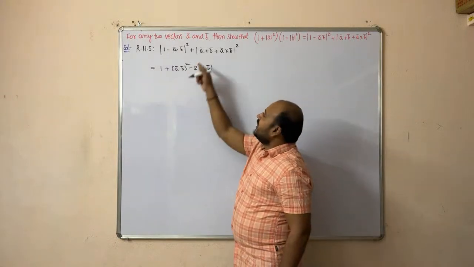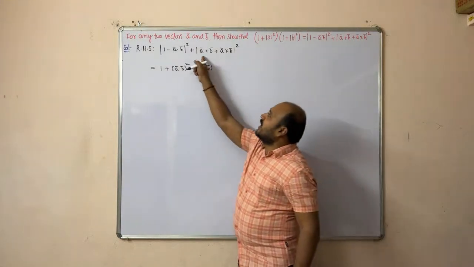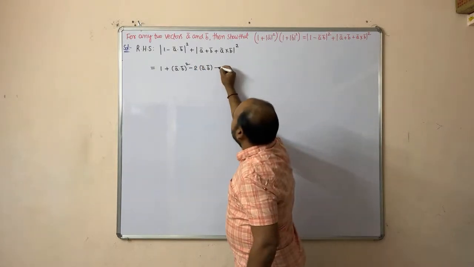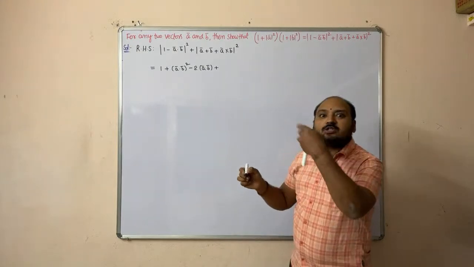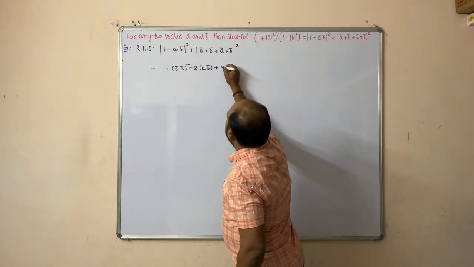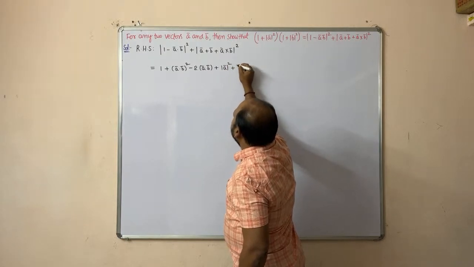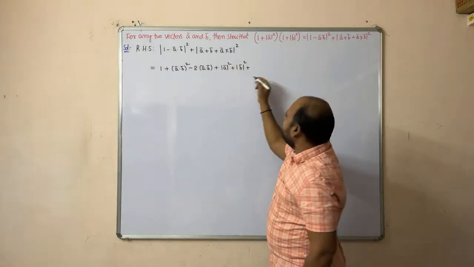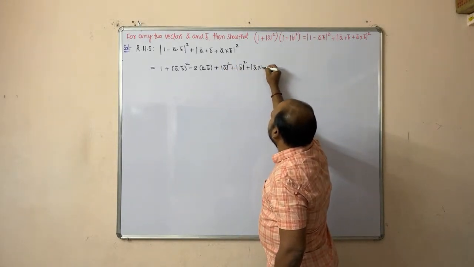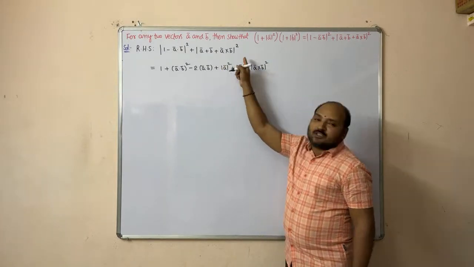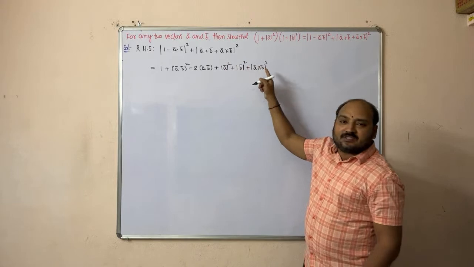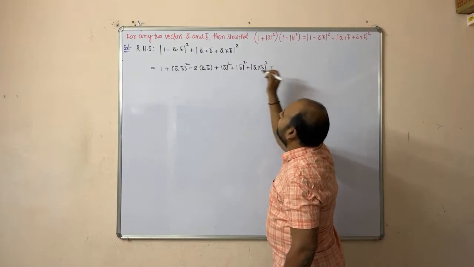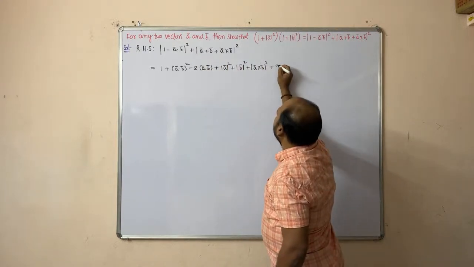Come to the second term. In the second term, three terms are there. One is A bar, second is B bar, third is A bar cross B bar. So I am going to apply the A plus B plus C whole square formula: mod A bar square plus mod B bar square plus mod of A bar cross B bar whole square. The expansion of A plus B plus C whole square is A square plus B square plus C square plus 2AB plus 2BC plus 2CA. So plus 2 into A bar dot B bar.